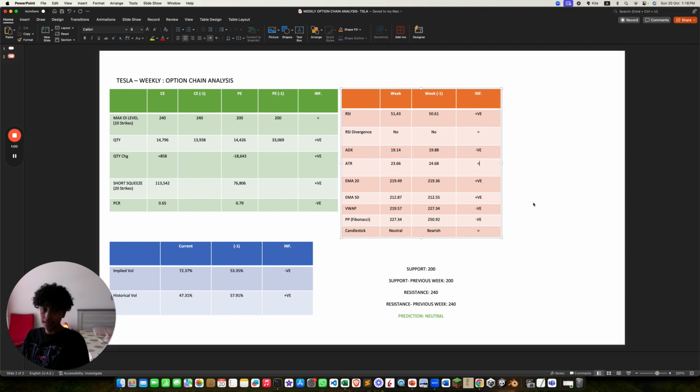VWAP is lower, that's negative. Pivot point is lower, that's negative. And candlestick is neutral. The support is 200. Previous week's support is also 200. The same. Resistances are both 240.